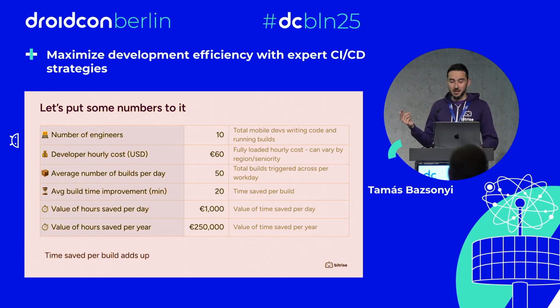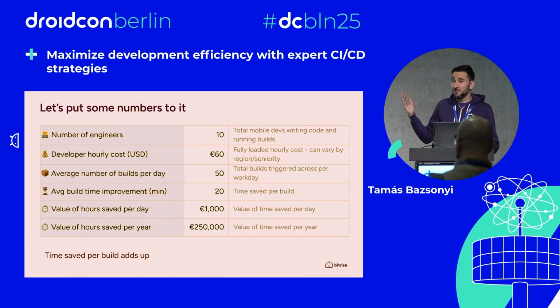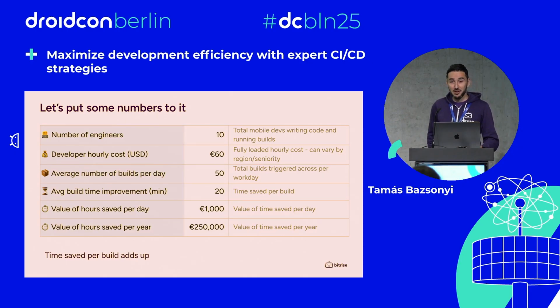If the average improvement of the build process would be 20 minutes, which is what we are aiming to get to, what does that mean? It's basically 1,000 euros each and every day. And if we look at the whole year, then it is around 2,500 euros saved.